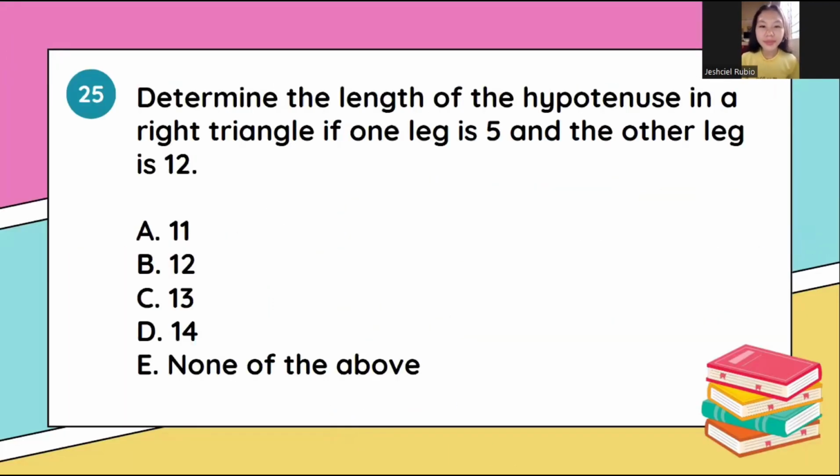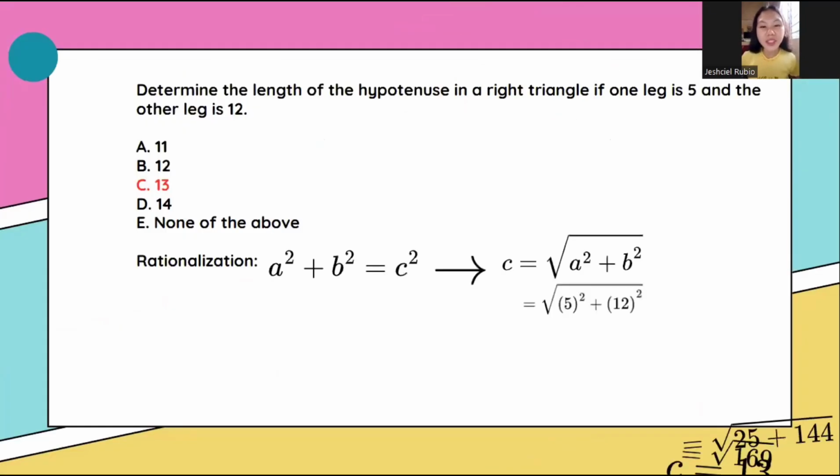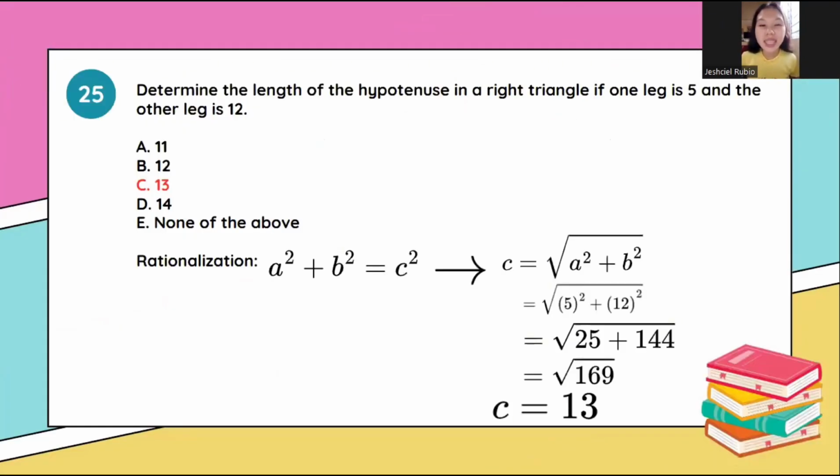25. Determine the length of the hypotenuse in a right triangle if one leg is 5 and the other leg is 12. Letter A, 11, B, 12, C, 13, D, 14, or letter E, none of the above. So what do you think is the correct answer? So it's letter C, 13. Let's rationalize with the use of the formula a squared plus b squared is equal to c squared. So c is equal to the square root of a squared plus b squared, since we're going to find the hypotenuse.